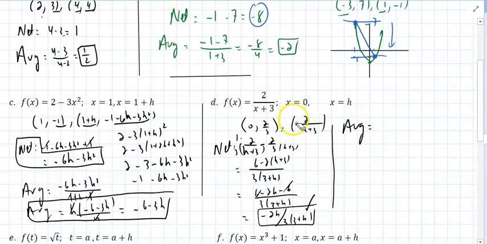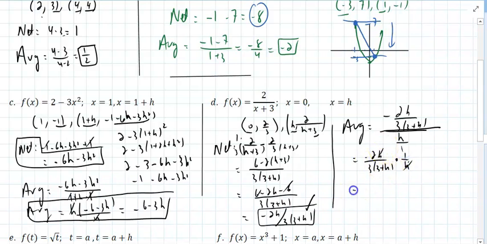Oh, I forgot to put the h there. So that is y2 minus y1, negative 2h over 3 into 3 plus h, over x2 minus x1, h minus 0. That is negative 2h over 3 into 3 plus h. And instead of dividing by h over 1, I'm going to multiply by the reciprocal. And the h's cancel out. And the average rate of change would be negative 2 over 3 into 3 plus h.